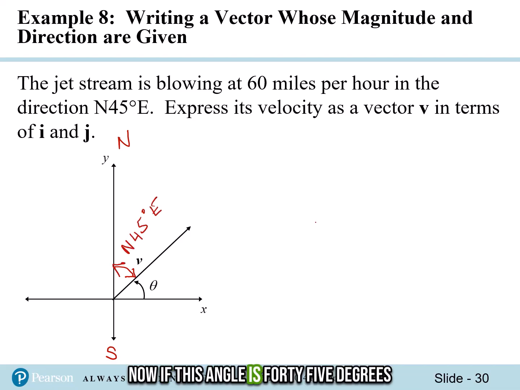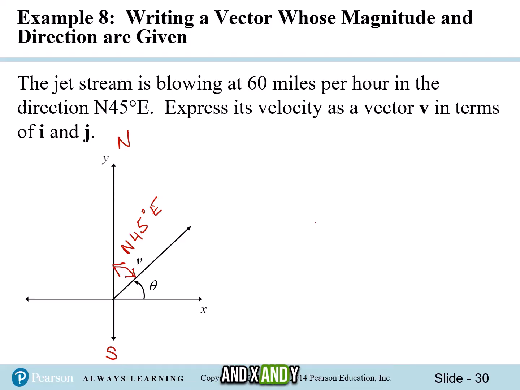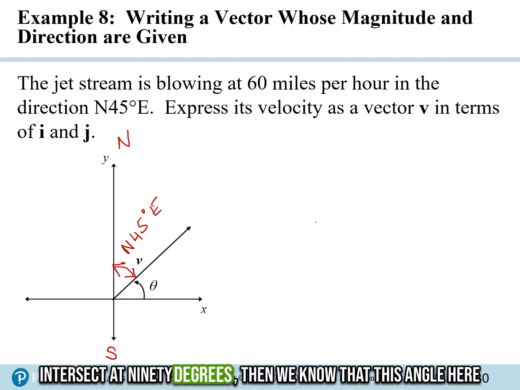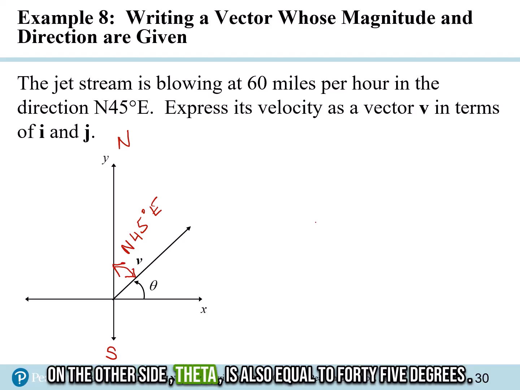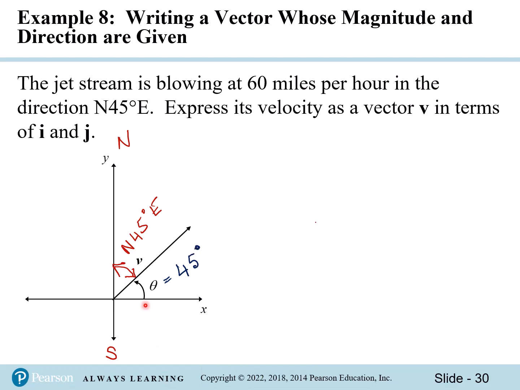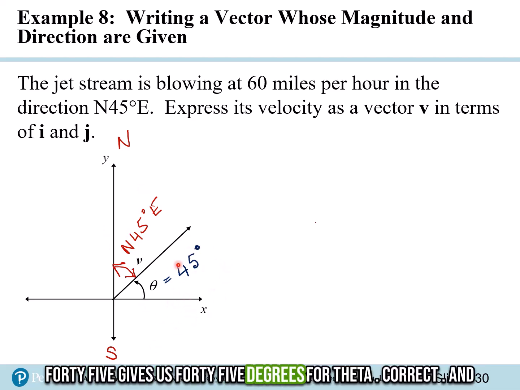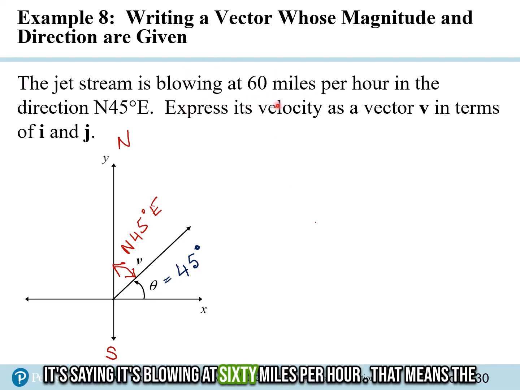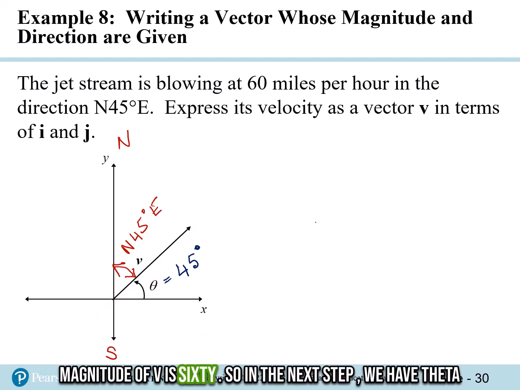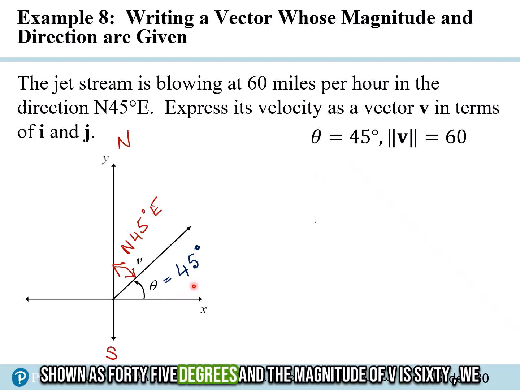Now, if this angle is 45 degrees and x and y intersect at 90 degrees, then we know that this angle here on the other side, theta, is also equal to 45 degrees. 90 minus 45 gives us 45 degrees for theta, correct? And it's saying it's blowing at 60 miles per hour. That means the magnitude of v is 60. So in the next step, we have theta shown as 45 degrees and the magnitude of v is 60.